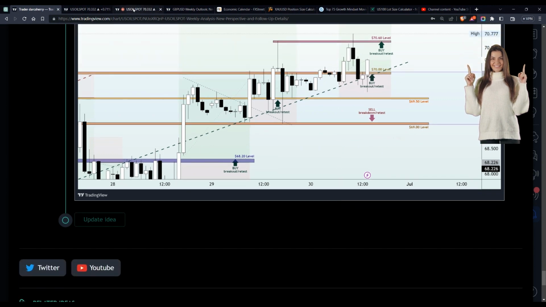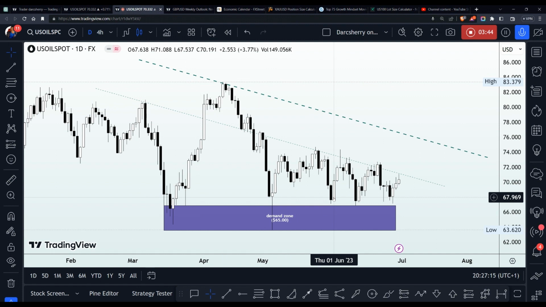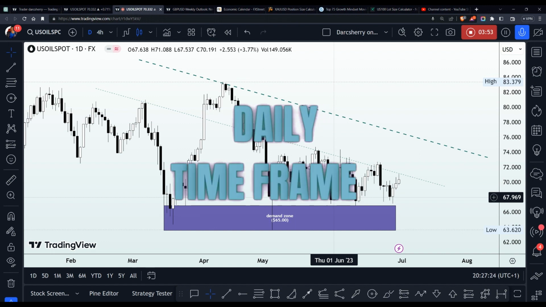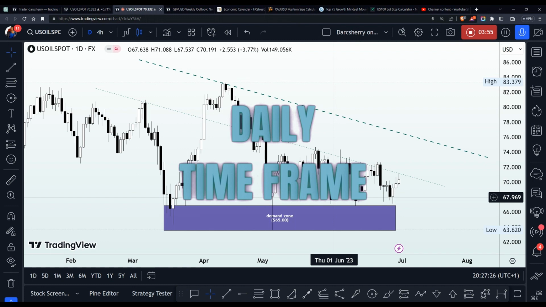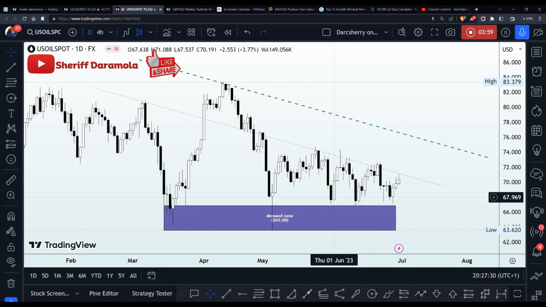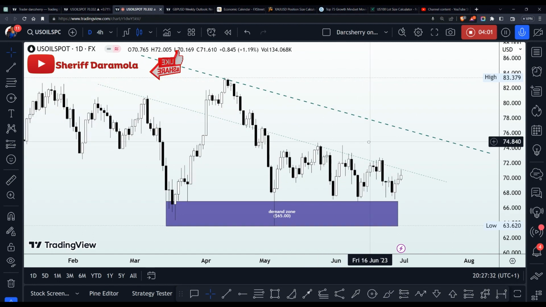So, with that being said, let's dive right into the business for today. And what I did here on the US oil is to do a clinical top-down analysis. So I went as far as the daily time frame to see how price action is looking from that perspective. And on the daily time frame here, this was what I was able to see. It's just a simple market structure here.